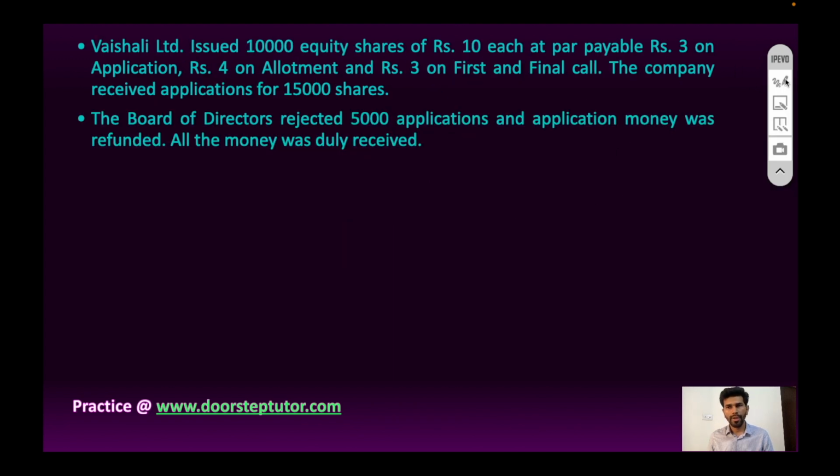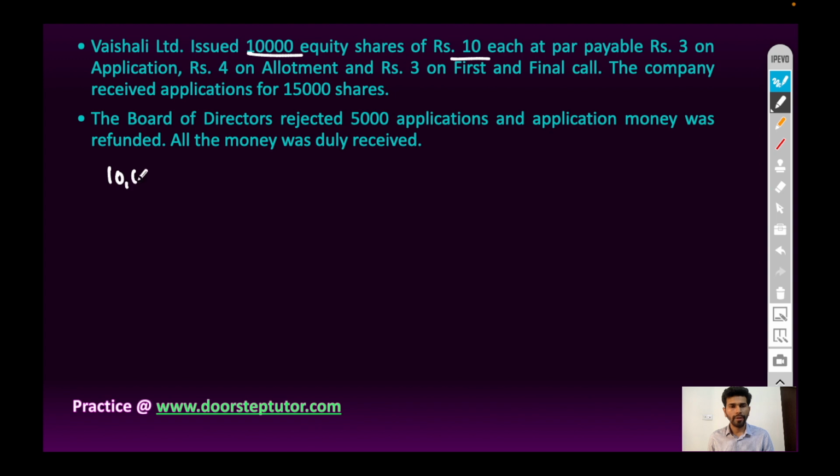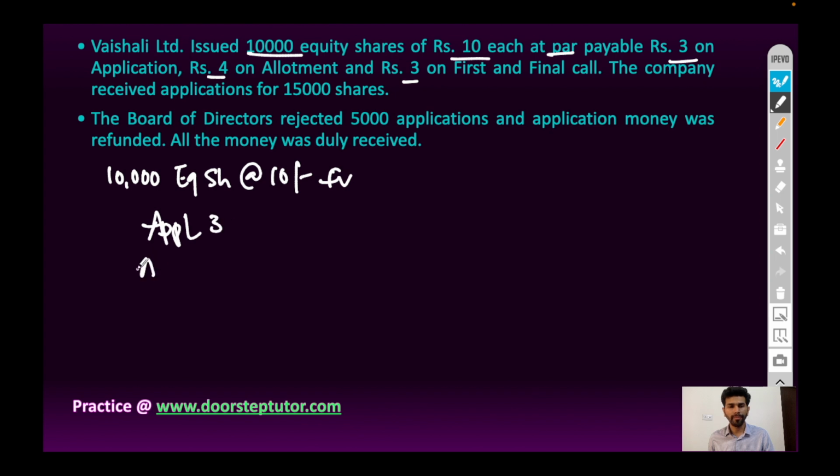Next, Vaishali Limited issued 10,000 equity shares of 10 rupees each. 10 rupees is face value at par. Par means face value and issue value both are same. 10 rupees face value issued at 10 rupees only. Payable 3 rupees on application, 4 rupees on allotment, and 3 rupees on first and final call. Application money is 3 rupees, allotment money is 4 rupees, and call money is 3 rupees. Total 10 rupees is face value and issue value.